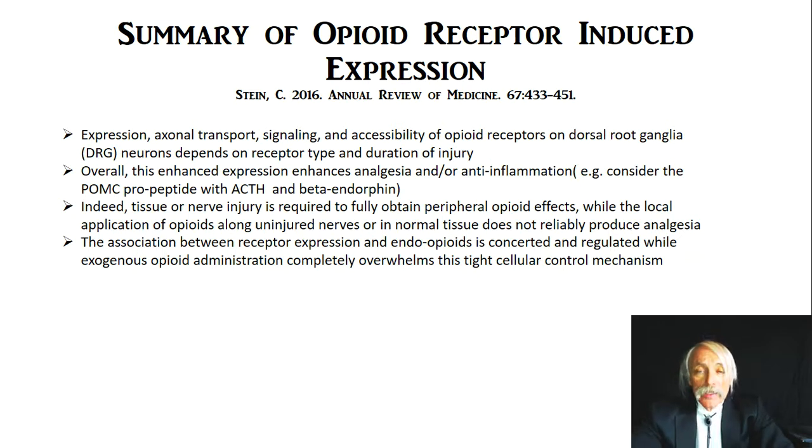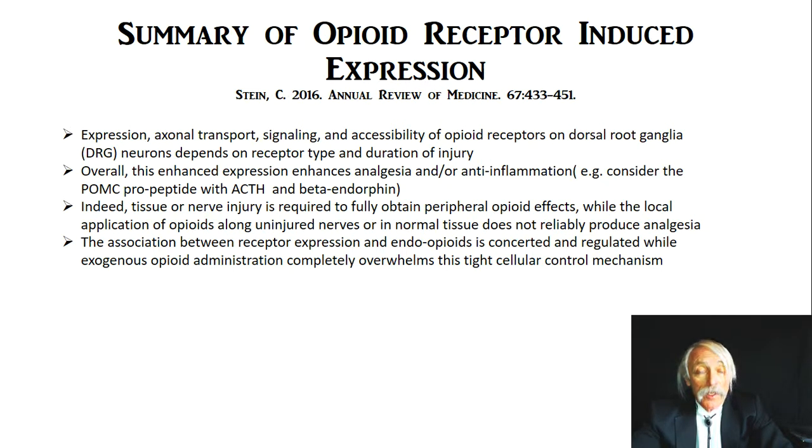So indeed, tissue or nerve injury is required to fully obtain peripheral opioid effects, while the local application of opioids along uninjured nerves or in normal tissue doesn't really reliably generate analgesia. That's because this system is tightly regulated by feedback inhibition and by proactive synthesis and splicing of individual receptors to accommodate the introduction and the increase of receptors upon severity of tissue injury.